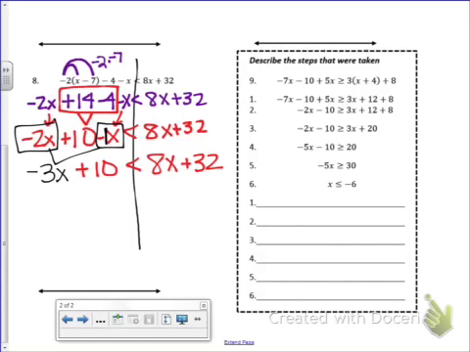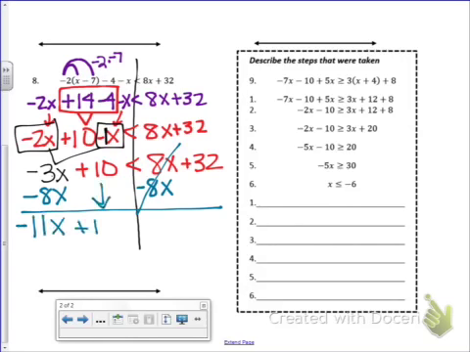So the first thing I want to do is move my letters to one side. So I want all my variables on the left. So I'm going to move this 8x right here. And to move 8x, I'm going to do the opposite, which is minus it. Alright, so on the right-hand side, they're going to cancel. Now I have negative 3 minus 8, so it's going to be negative 11x. Bring down my plus 10. Bring down my symbol, bring down my 32.